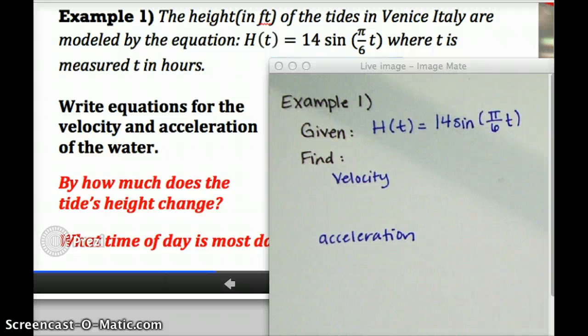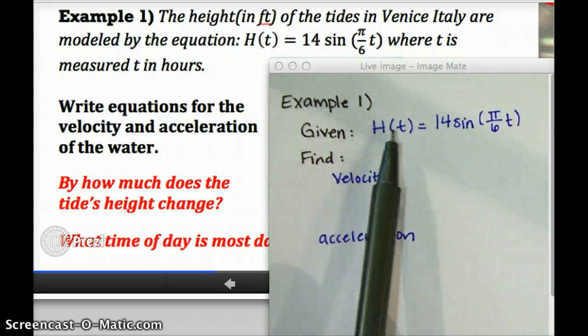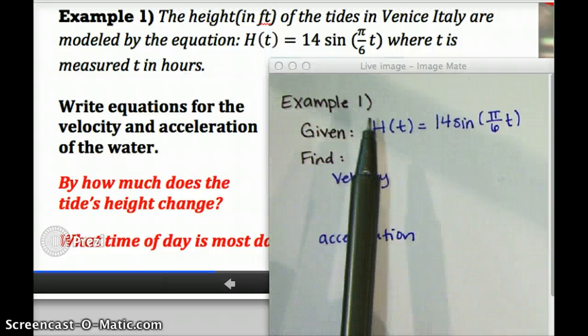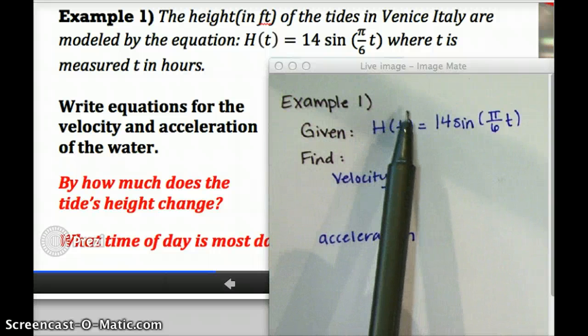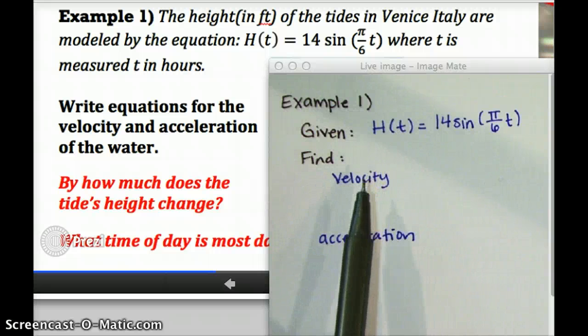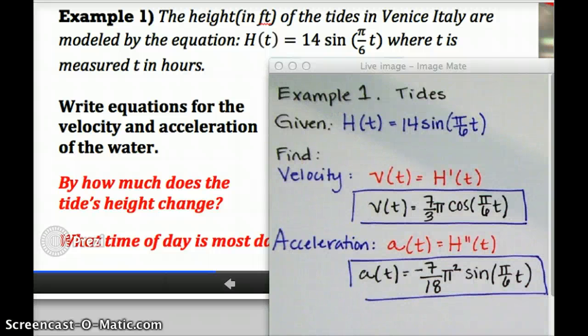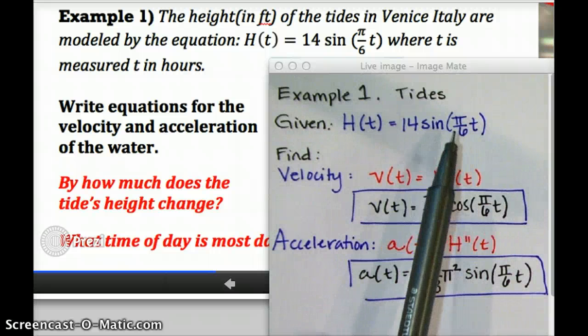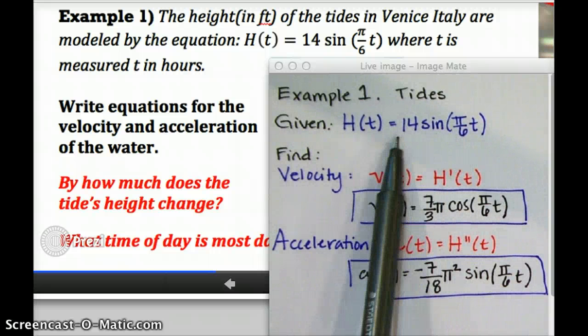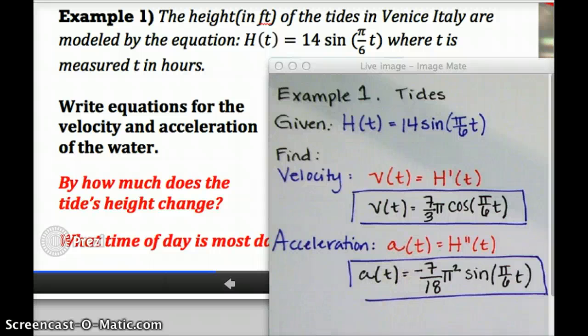For this problem, all you really needed to do is remember that when you have a function that tells you where something is, for example, how high it is, and the input is time, then velocity is the first derivative, and acceleration is the second derivative. So finding the velocity and acceleration just means taking the first and second derivative. And notice that there's a chain rule here. I did it all in one step, but I did multiply pi over 6 times the 14, and that's where 7 over 3 pi came from.